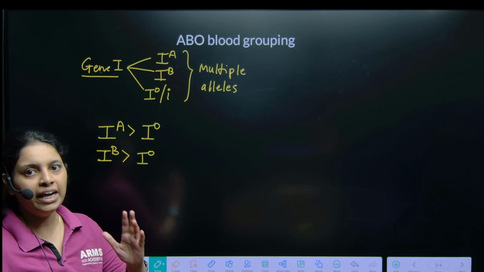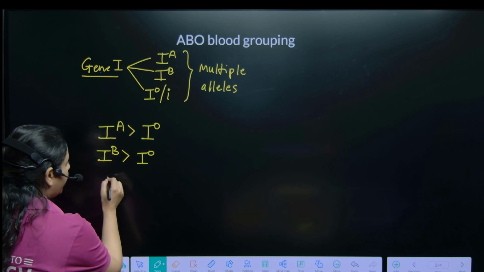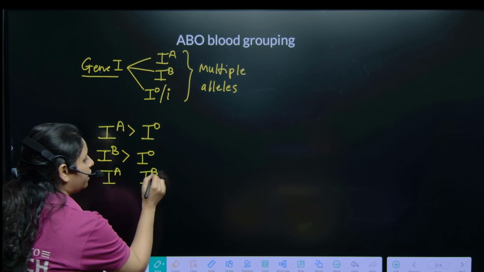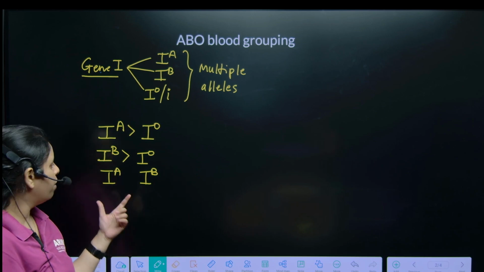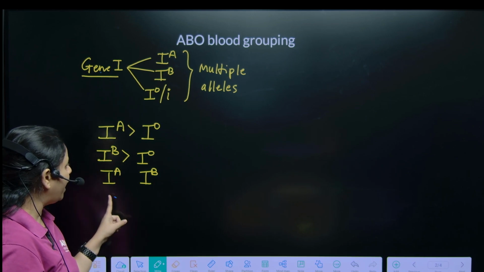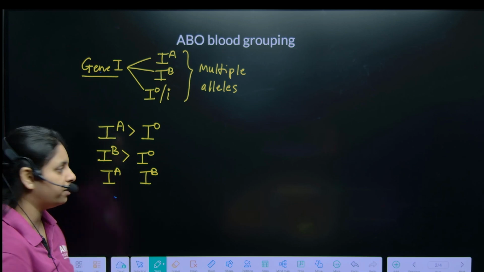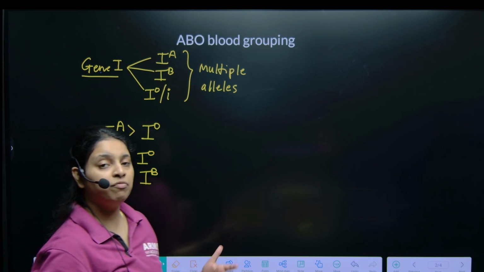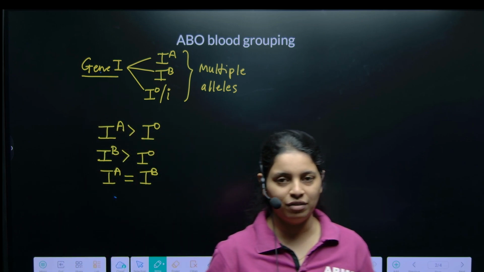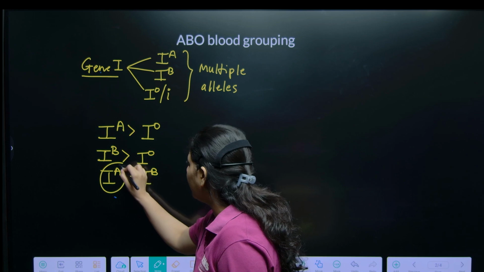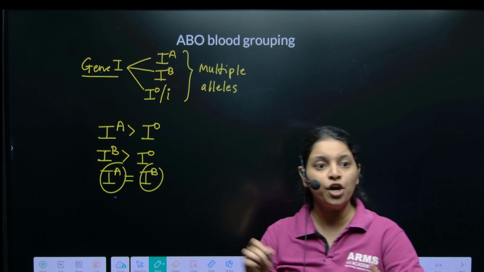But if we take IA and IB together in an individual, this is also hybrid because dissimilar allelic forms are together. So if IA and IB are together, then both are expressed. And that is why we get the blood group AB, which becomes the example of codominance, as both IA and IB are expressed together.